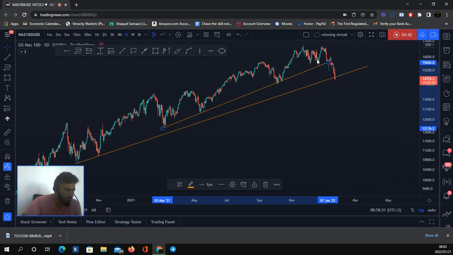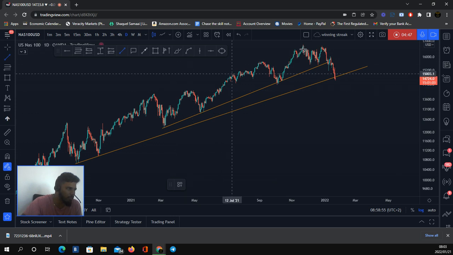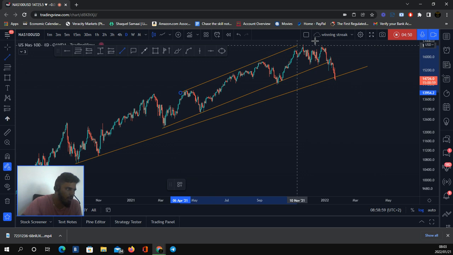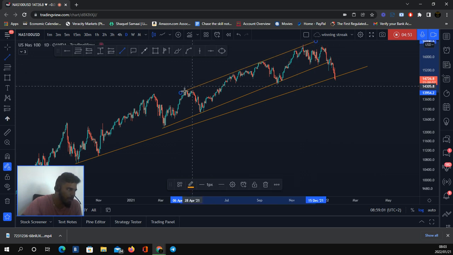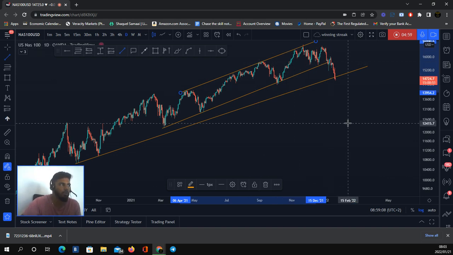So you can see we can even draw the same thing. We can identify levels on top to show where we can possibly sell. Okay, so we can see over here, if the market comes to a trend line on top, we sell. It comes back on top, we sell, and the market sells down. That's how we do our trend lines, guys.